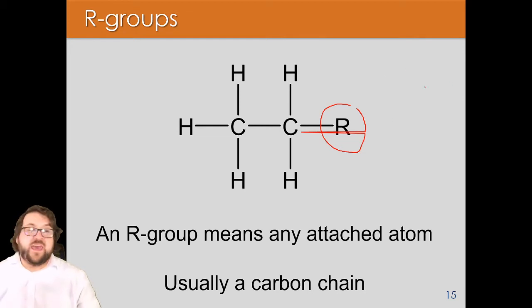If you are using it in an exam or an assessment situation, you should always define what it is. But it could be as simple as a hydrogen atom, or it could be a complex chain or a ring, or some fused rings or something like that. So when you see the term R there, it just means something is attached to this. And usually we're talking about a carbon chain of some form.